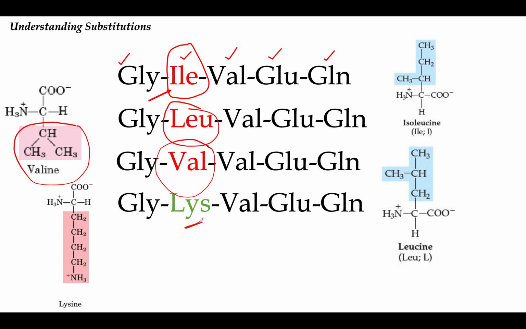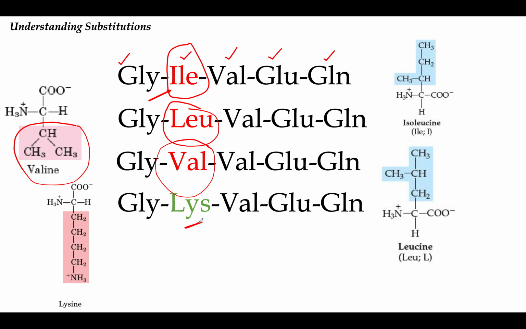So if I am doing a conservative substitution, a change in the primary structure will be tolerated. But if I am not pursuing a conservative substitution, or if the substitution is non-conservative, a change in the primary structure won't be tolerated.